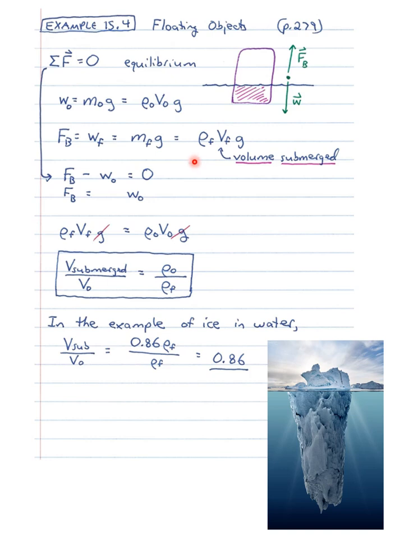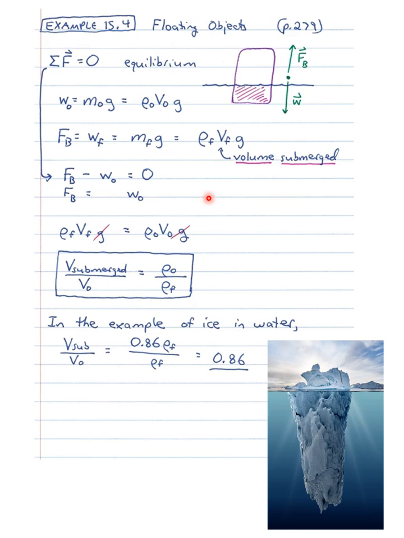Now that we have these quantities worked out, let's apply Newton's second law, F equals ma, which is now the sum of forces equals 0. Buoyancy force minus weight of the object equals 0, which means buoyancy force equals weight of the object. And actually, that's just a statement of equilibrium, that the two forces are equal and opposite, keeping it in balance.